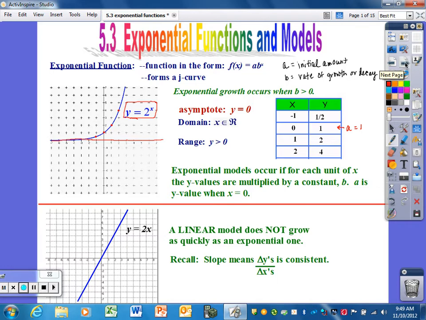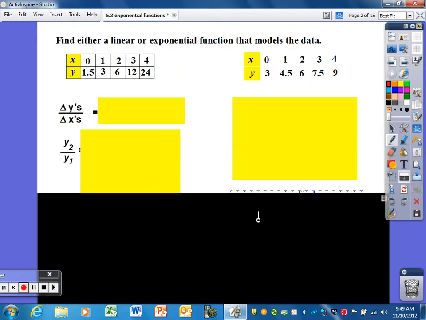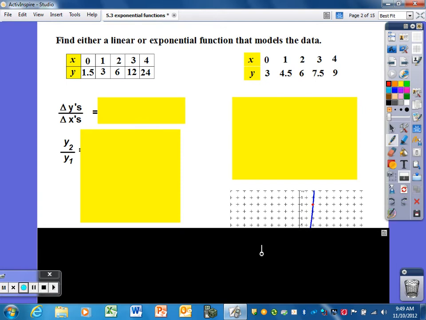So let's take a look at a few examples where we're just given data and we have to determine if it's exponential or linear. Okay, first of all, we're given the table where x is 0, 1, 2, 3, and 4, and y is 1.5, 3, 6, 12, and 24, respectively. So if we're going to test if it's linear, we want to do the slopes. If we're going to test exponential, we want to see how y2 compares to y1. So let's test the slopes first.